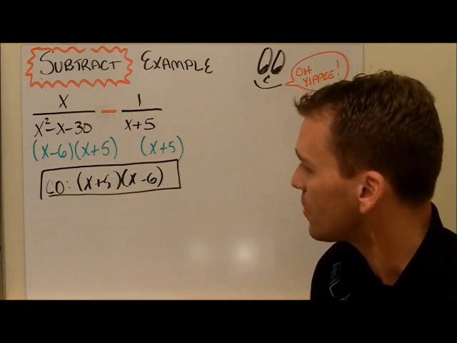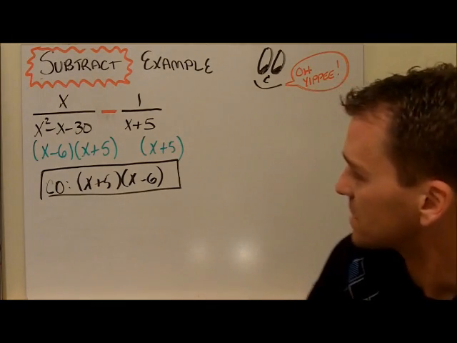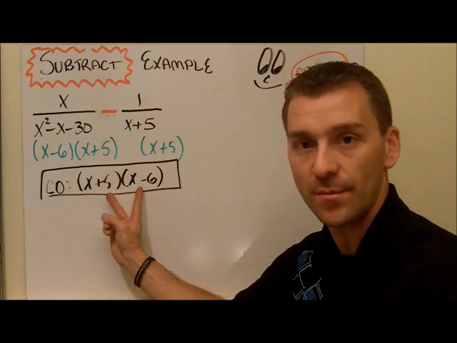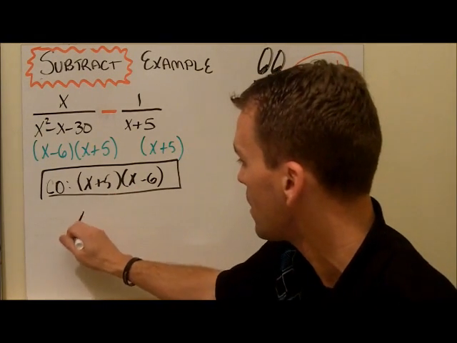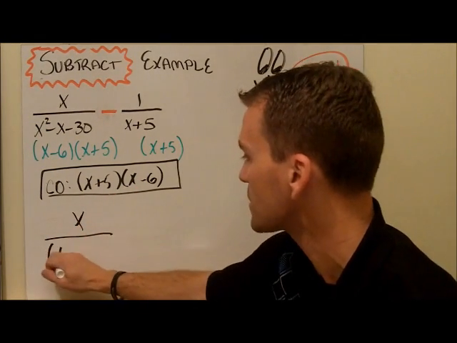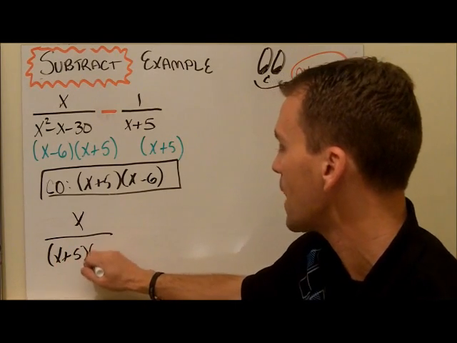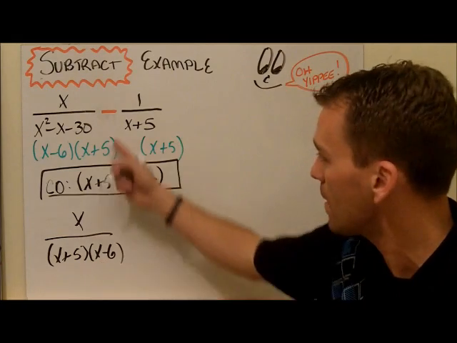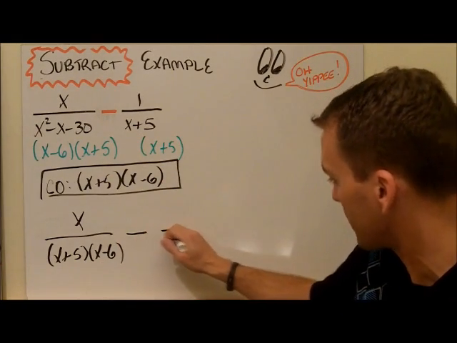So now I got to look and say, okay, what is missing? Well, in this one, my denominator is that. That's the same as my common denominator. So I'm good to go. X over x plus 5 times x minus 6. That one I don't need to change at all. We're good to go. I'm going to put subtraction down, and then over here to the right.